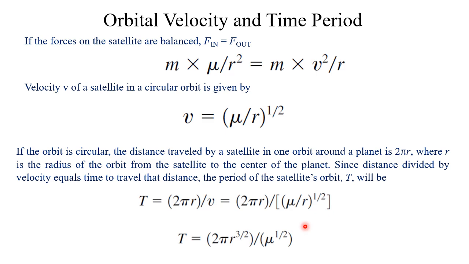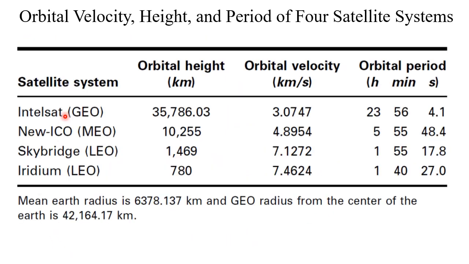So we can see that time period is actually proportional to r to the power 3 by 2, or in other words, time period square is proportional to r cube, and that relationship is very important because this is actually one of the proofs of one of the Kepler's laws that we will discuss later on. Let us have some idea about the orbital velocity, time period, height, and their interrelationship.